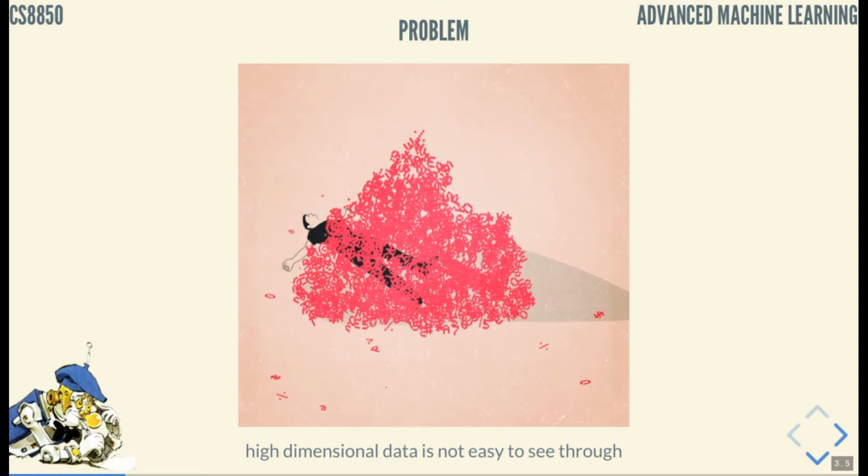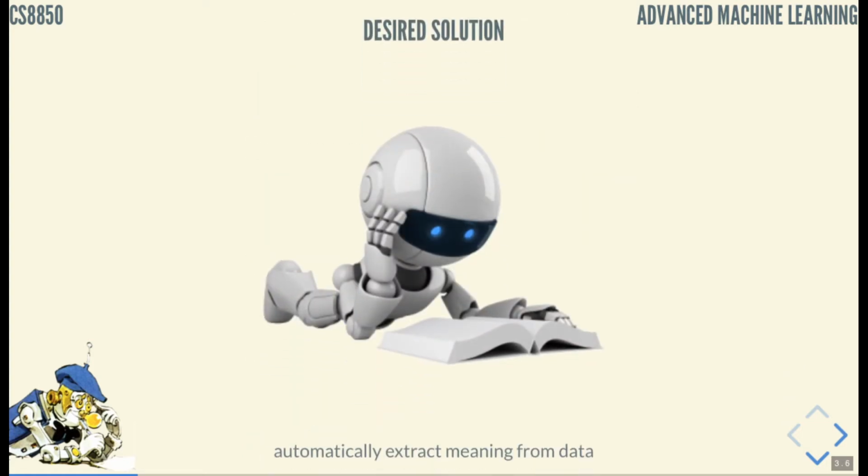Wouldn't it be nice if we had a helper, something or someone who automatically extracts the meaning from all of that data? Yeah, that would be our machine learning solution, right? Our artificial intelligence robot that learns, that extracts meaning for us from the data, but ultimately we could have intermediate results with algorithms that extract that meaning. That's another reason to study machine learning.